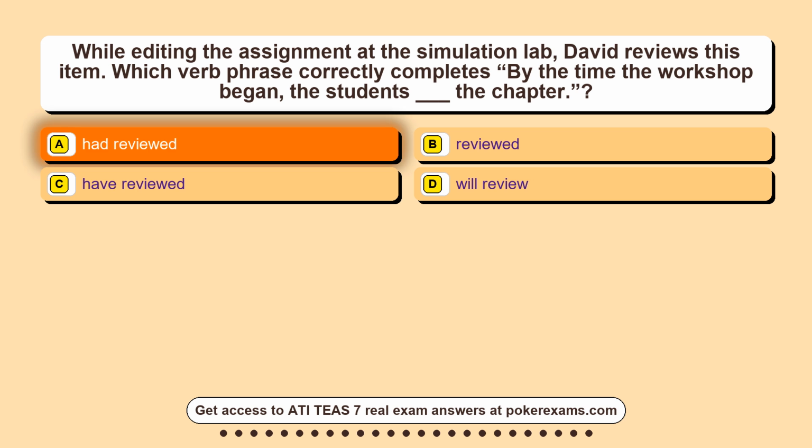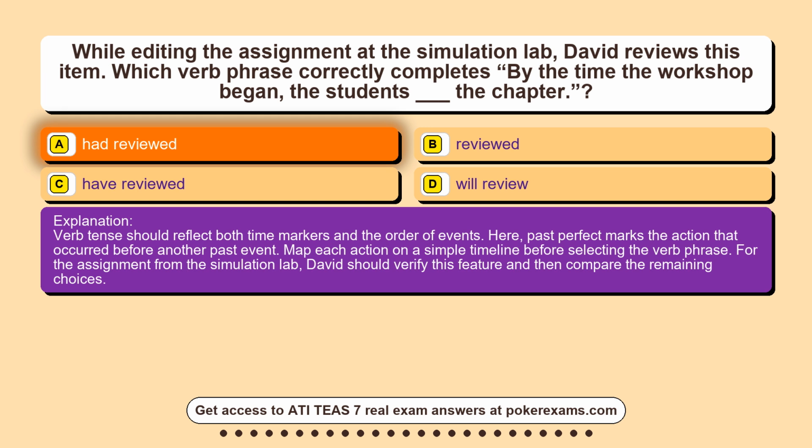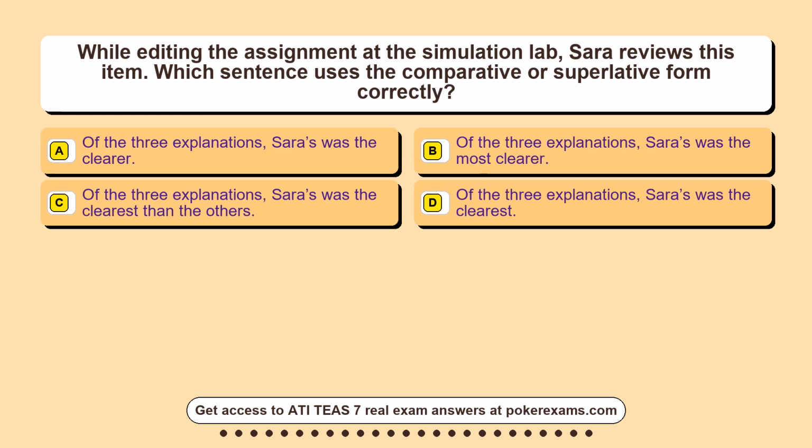Had reviewed. Verb tense should reflect both time markers and the order of events. Here, past perfect marks the action that occurred before another past event. Map each action on a simple timeline before selecting the verb phrase. For the assignment from the simulation lab, David should verify this feature and then compare the remaining choices. Question 13.